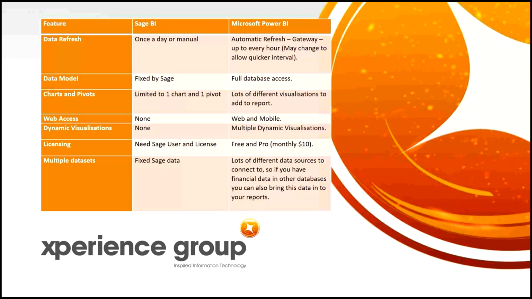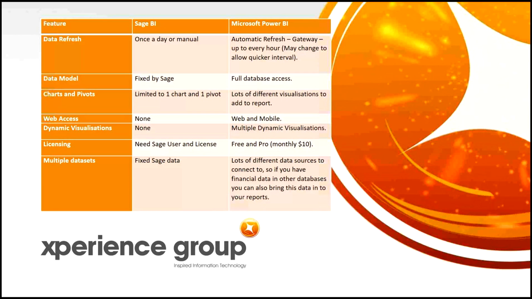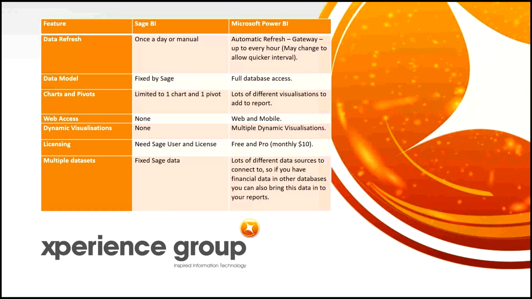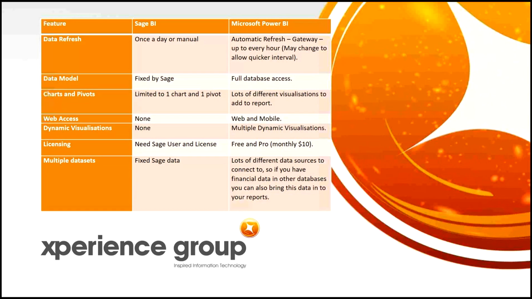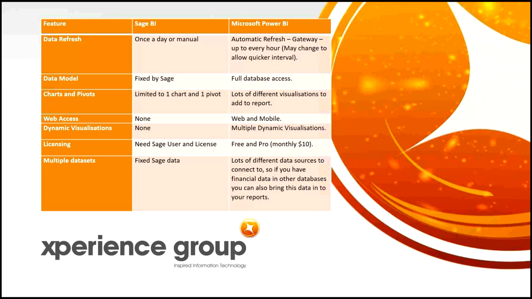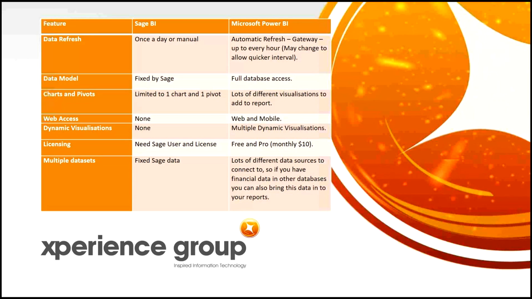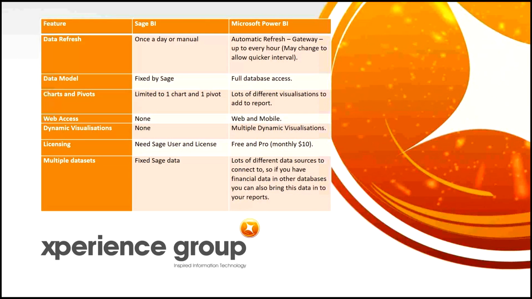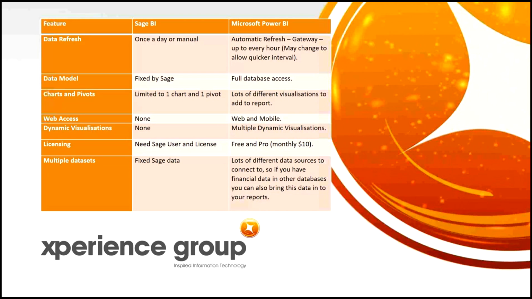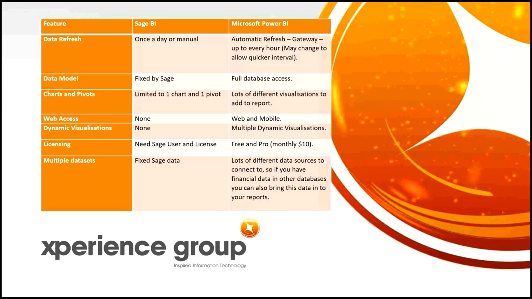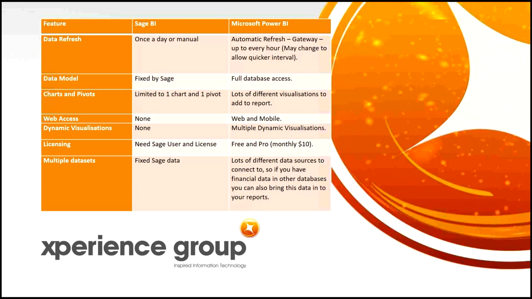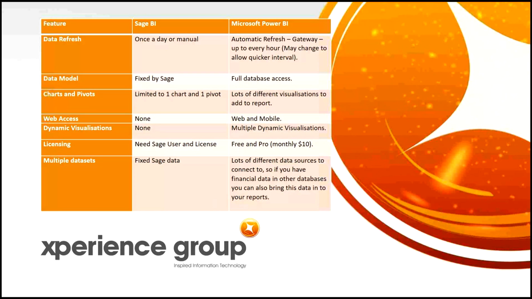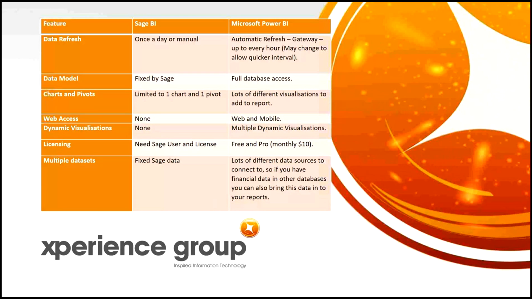The data model that you use in Sage BI, it's very fixed with the data that Sage has pulled back from the databases. So whatever fields and columns they pull back, that is what you're limited to. With Power BI, obviously you can connect up to the SQL database. You can then grab any of the tables, join them all up so they're linked with the relationships, and then you've got full database access. So if you know the Sage database, or if you're quite database savvy and you can sort of examine the tables and see how the data is linked, that is the key bit.